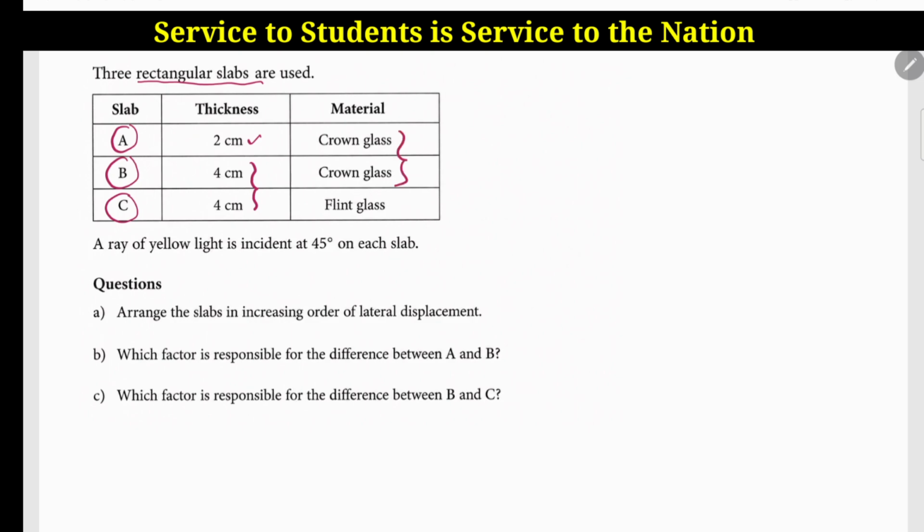You may get a doubt, sir, how can you say that? Because both are made up of the same material, and the glass slab C is made up of different flint glass, a different material. Now we need to answer the question.